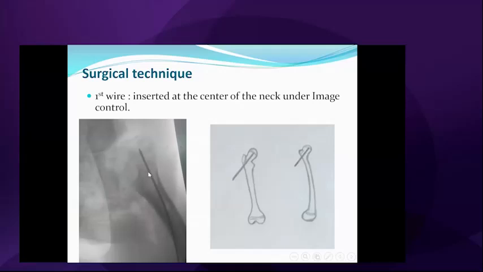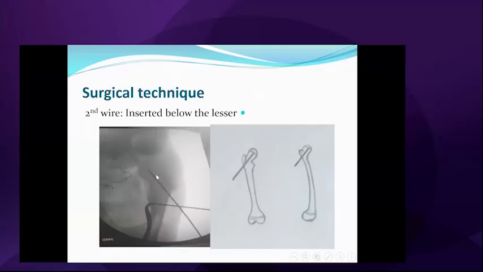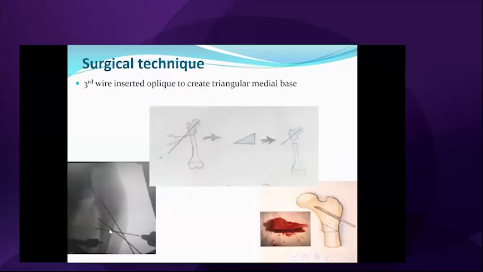In our technique we use a wire centrally in the AP and lateral image intensifier views. This is the wire in the neck, and this is another wire below the lesser trochanter, and this is the wire above the lesser trochanter to create a triangle with base medially. We need to do a closed wedge to get more varus of the head because most of the CDH is in valgus, as I said before.